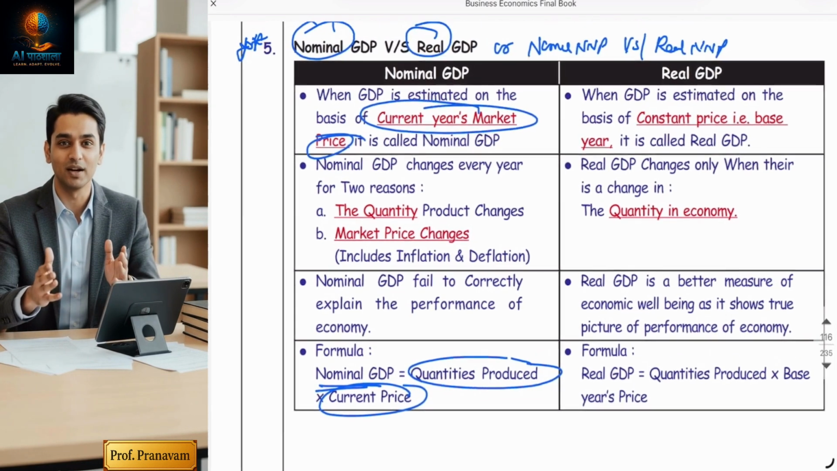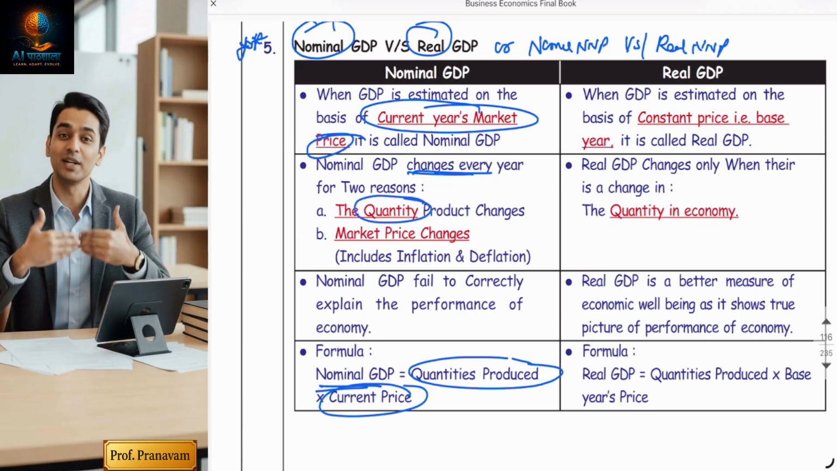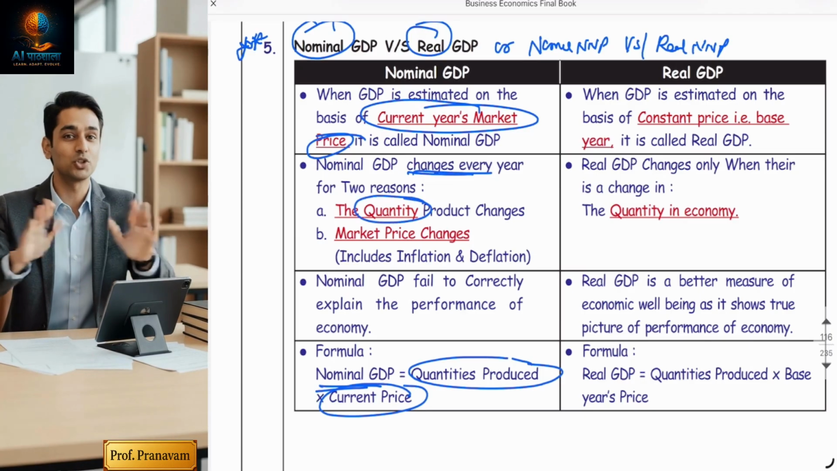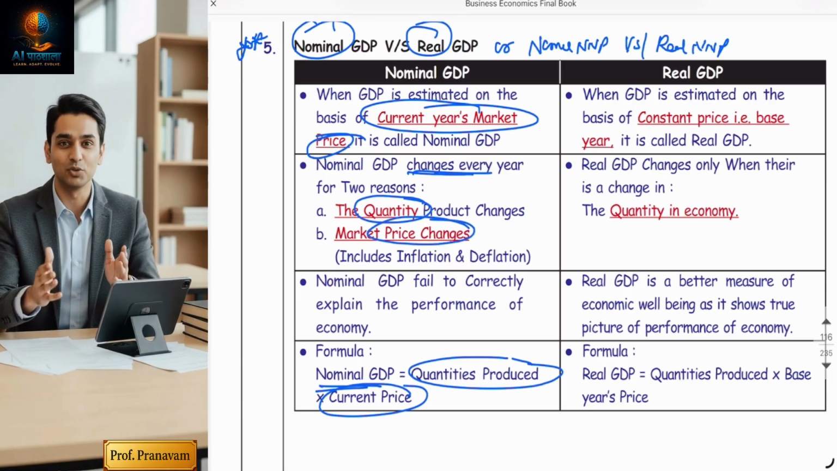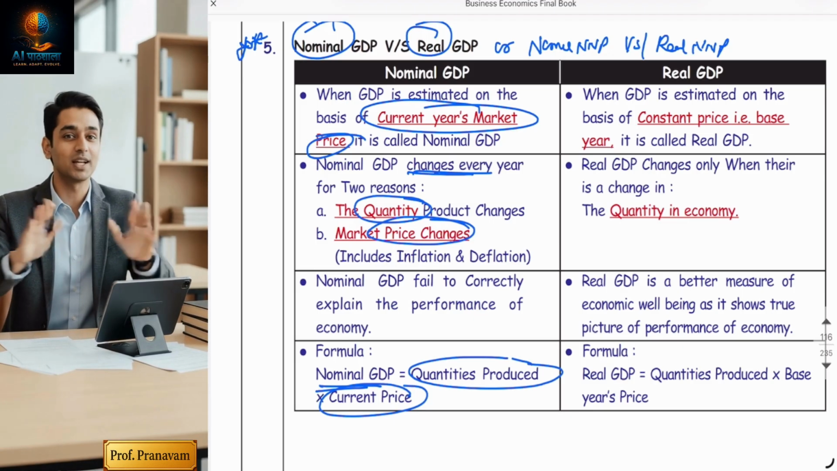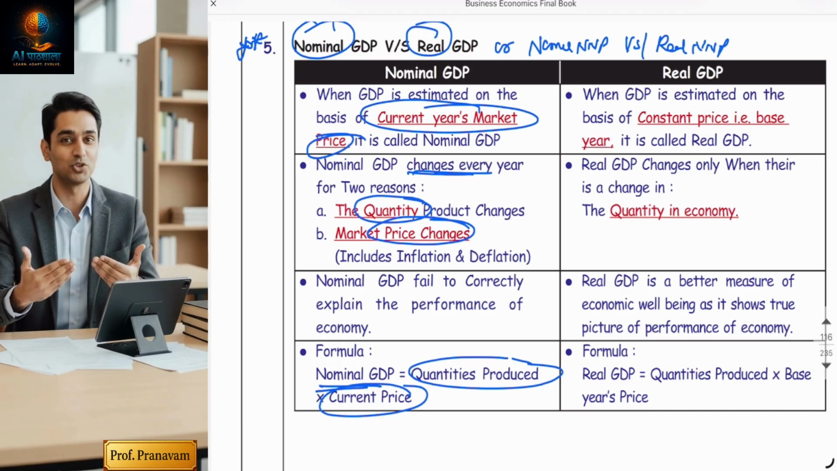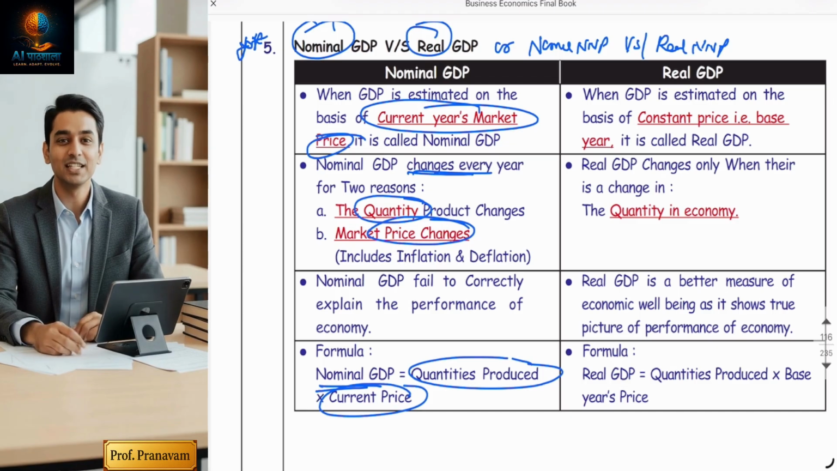Fine. And nominal GDP changes due to two factors: an increase in the quantity of production, as well as an increase in price. So there are two factors due to which nominal GDP keeps on changing. But it does not indicate real growth. Real growth comes when national income increases just by increasing the quantity produced.